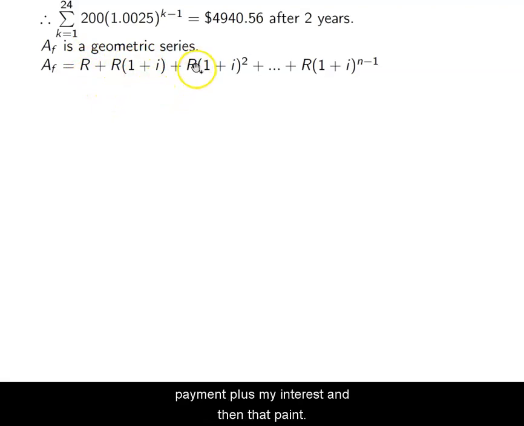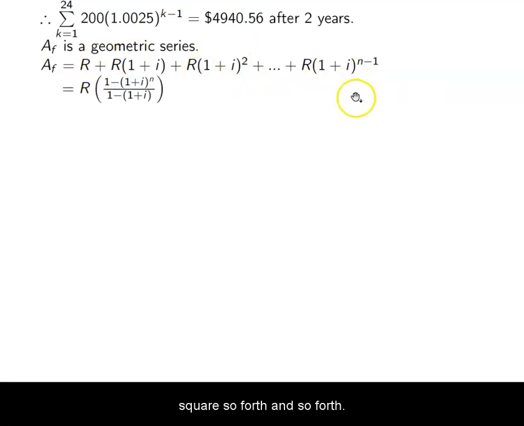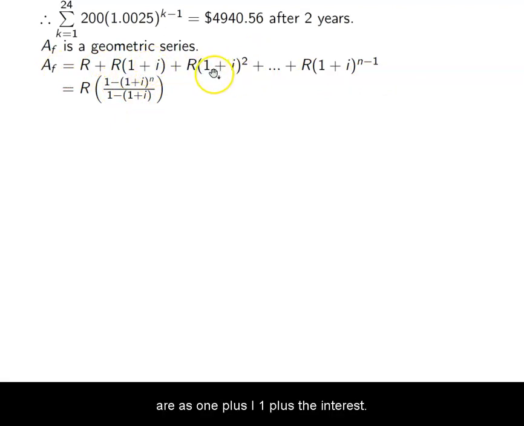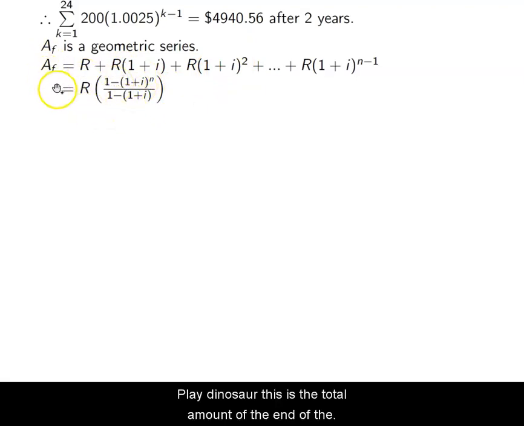Okay, so if we kind of summarize this as my payment, and then my payment plus my interest, and then that payment for 2 months that's been sitting in there, or 2 cycles, is squared, and so forth and so forth. Right. So if we summarize this, we know that the sum of all of these things has a formula to it. It's 1 minus that R. In this case, R is 1 plus I, 1 plus that interest rate. So if we plug that into our formula, this is the total amount of the annuity.